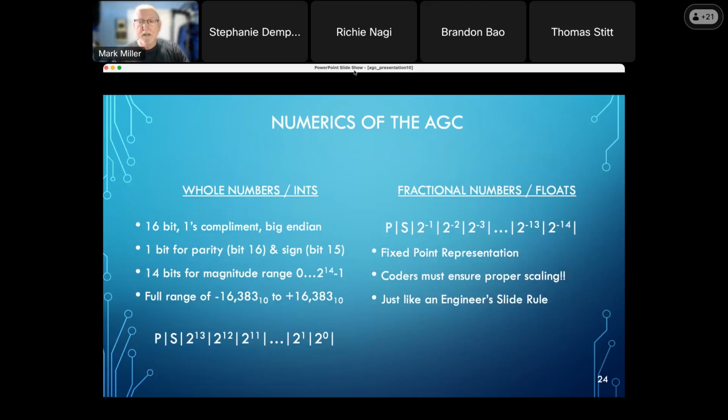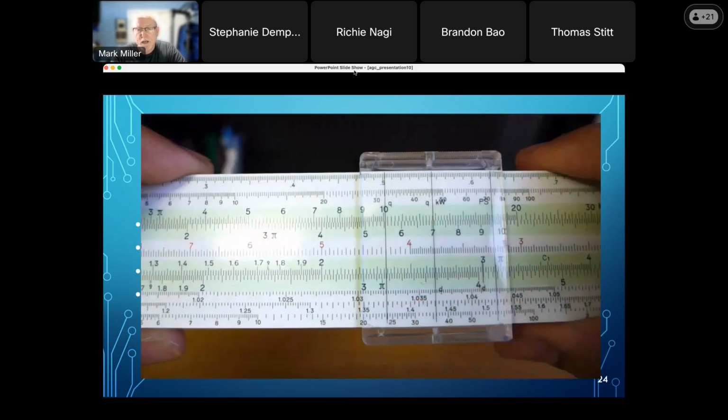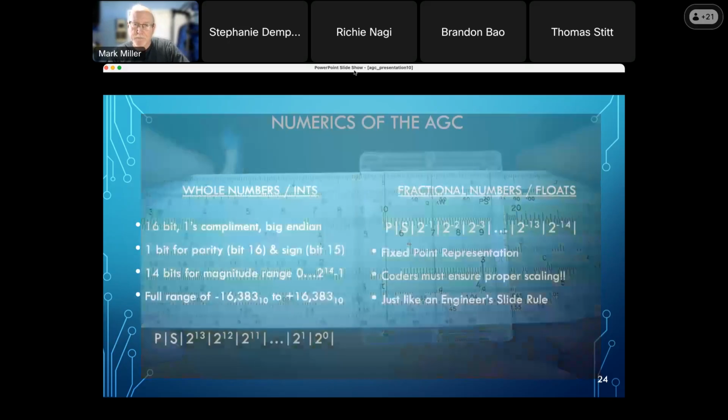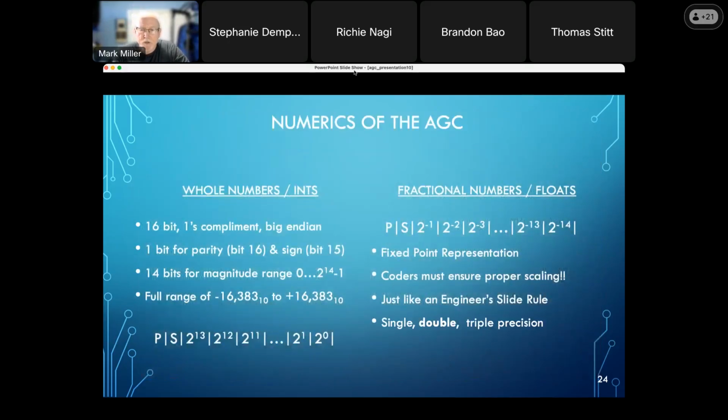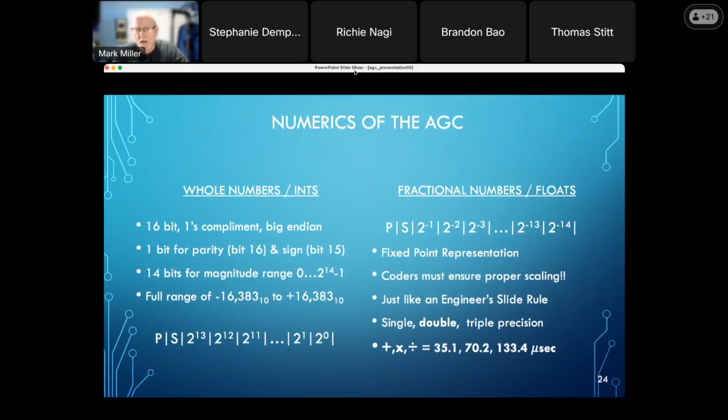That's very much the way an engineer's slide rule works. You keep track of the exponents on a separate paper, and the slide rule allows you to maintain the precision. So again, single, double, triple precision operations there as well. And those are the times for add, multiply, and divide.